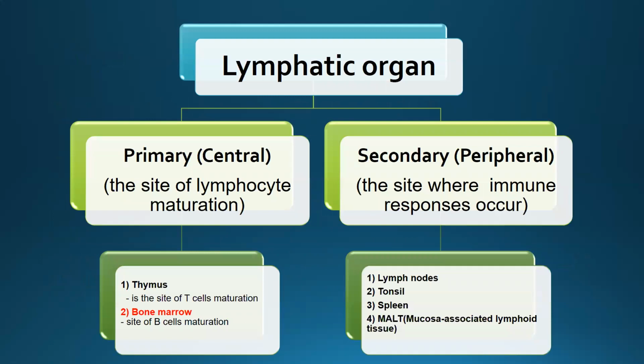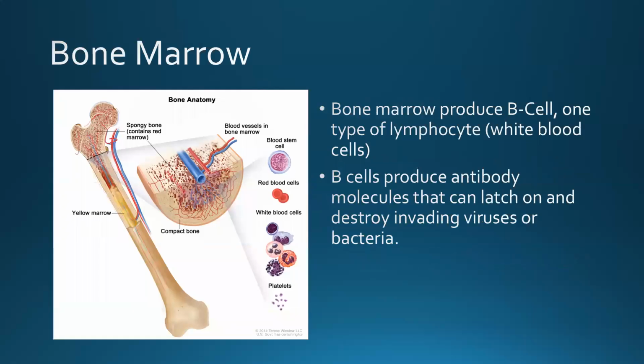Now, the bone marrow is the B cell maturation site. This is bone marrow. The bone marrow is located in the bone. For instance, in this picture, it is in the long bone, the femur. We can see the marrow is within the bone. They produce B cells, which are one type of lymphocyte. Lymphocytes are white blood cells, and the B cells produce antibody molecules that can latch on and destroy invading viruses or bacteria.